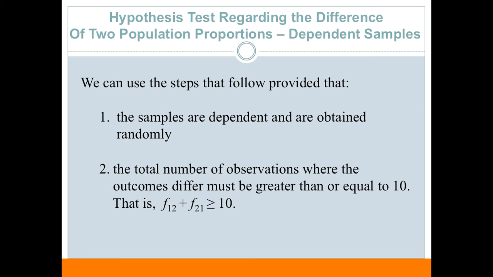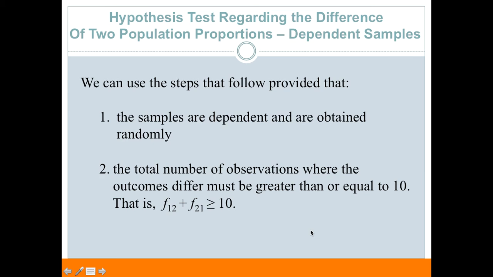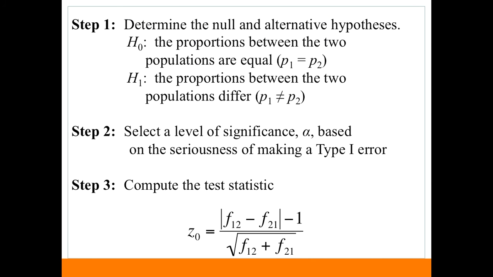Samples are dependent and are obtained randomly, and then the total number of observations where the outcomes differ has to be at least 10. Meaning, if we go back a slide, we have success-failure and failure-success. When we add these two cells together, we should get at least 10 observations in those two buckets. And then we determine the null and the alternative hypotheses.